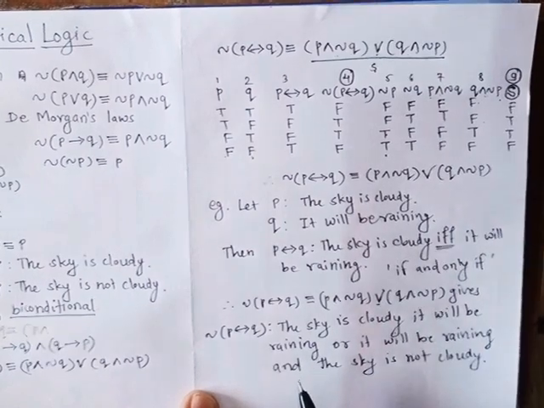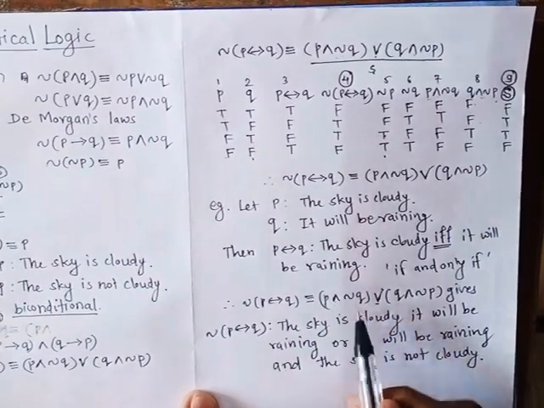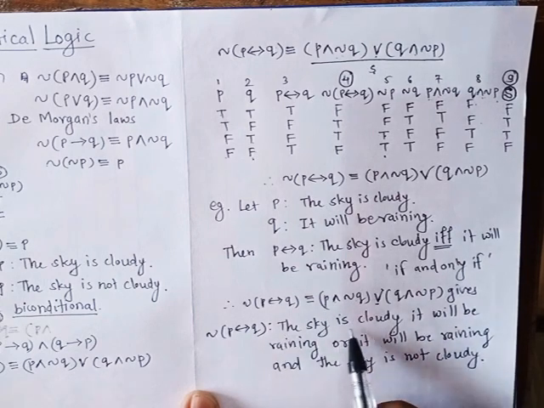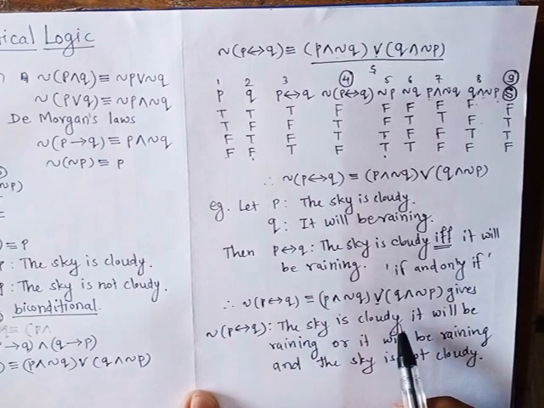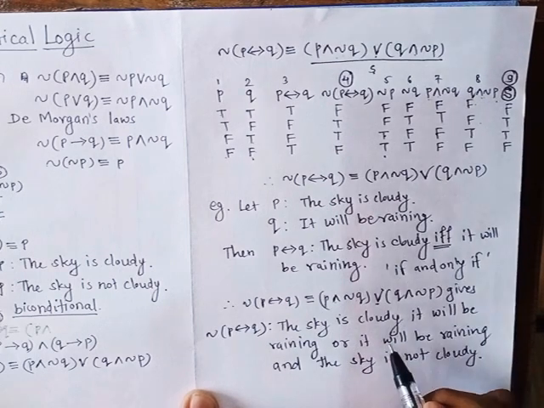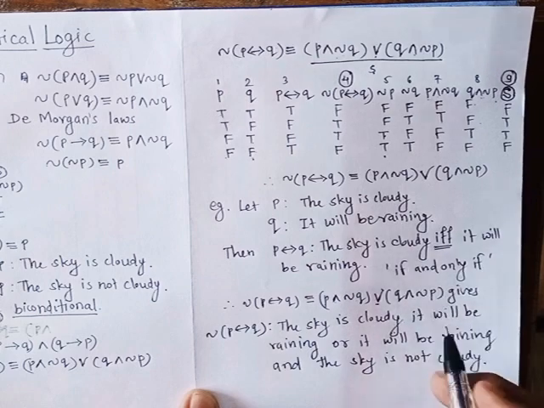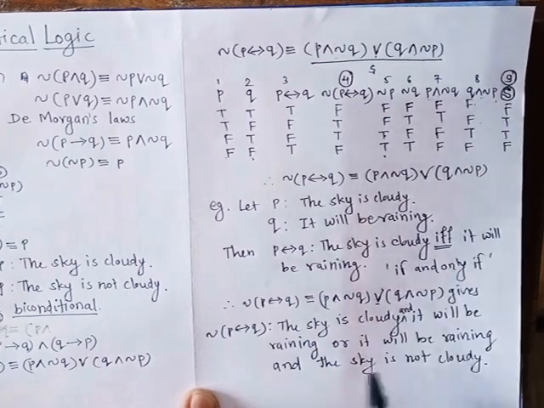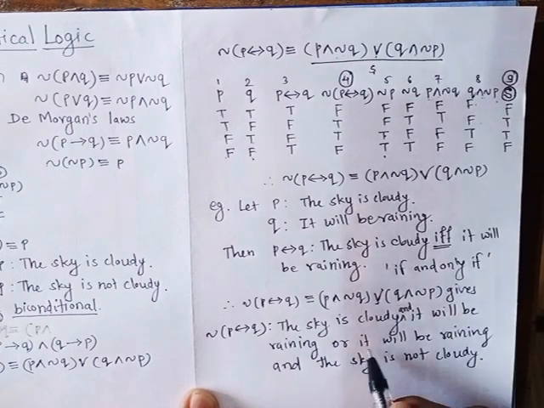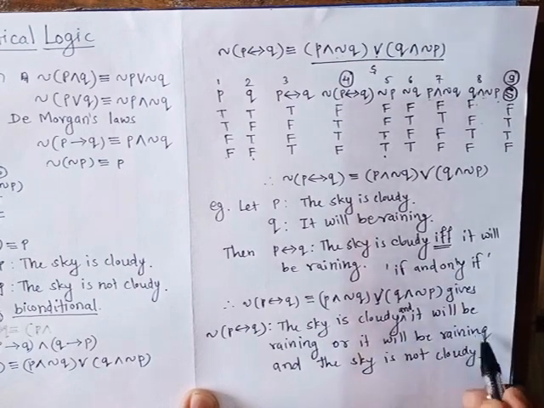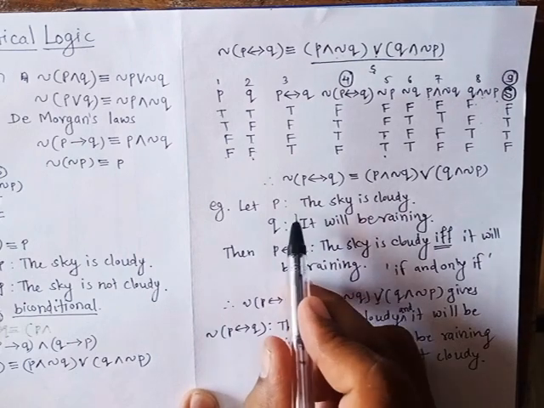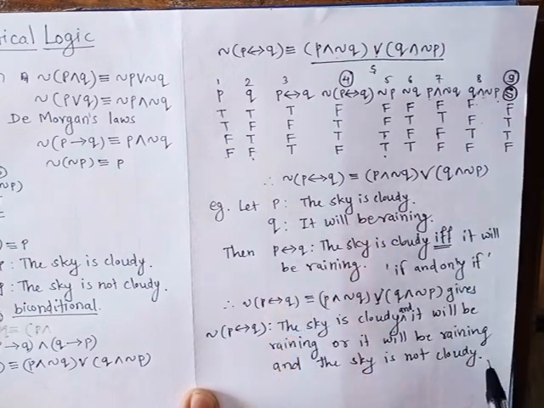See how it is written. P and negation Q: the sky is cloudy. You have to write statement P as it is, the sky is cloudy, and we have to write here and it will be raining, or it will be raining, statement Q as it is, and negation P, that is the opposite meaning of statement P, the sky is not cloudy.